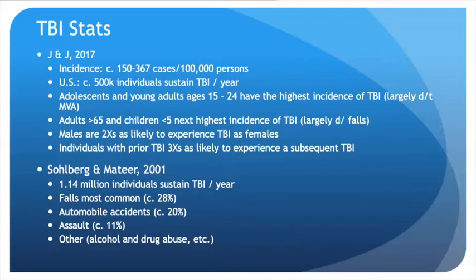There were also some data summarized in Solberg and Mateer, and these data indicate that falls were the most common, probably in elderly individuals. Automobile accidents were next, and then assault. And there are other causes as well.